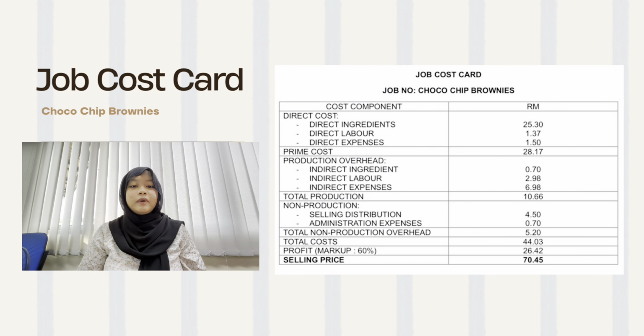When we combine all the production and non-production costs, the total cost of production for this job is 44 ringgit and 3 cents. Finally, the company applied a 60 cents markup, which is equal to 29 ringgit and 42 cents, to earn a profit. Therefore, the final selling price of the chocolate chip brownies is 70 ringgit and 45 cents.